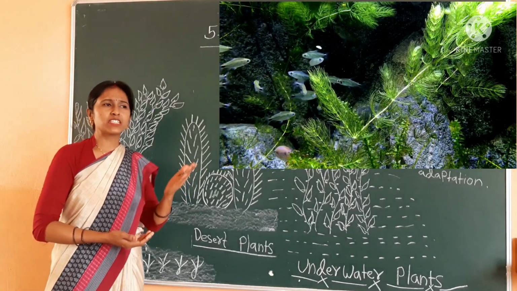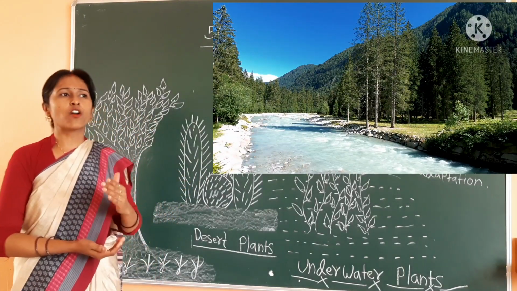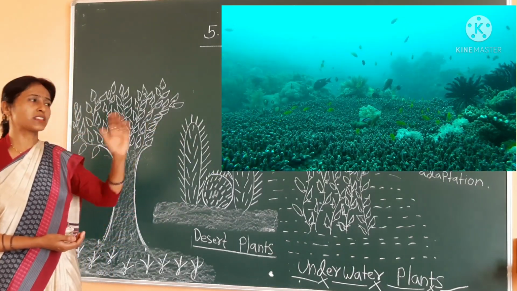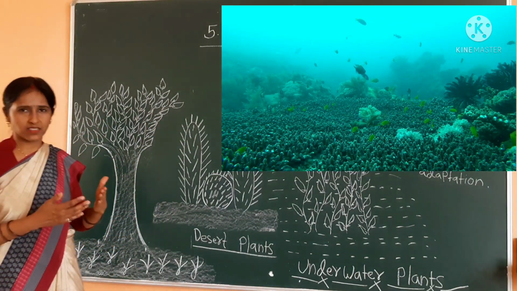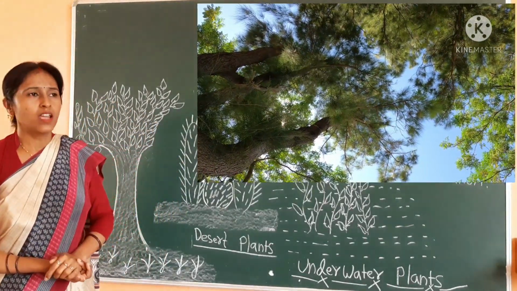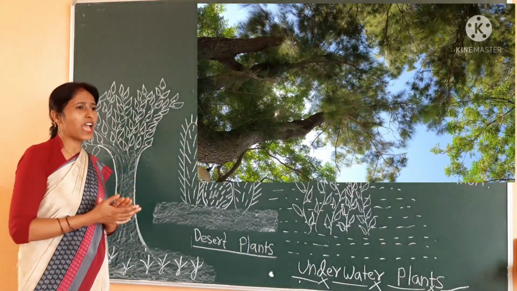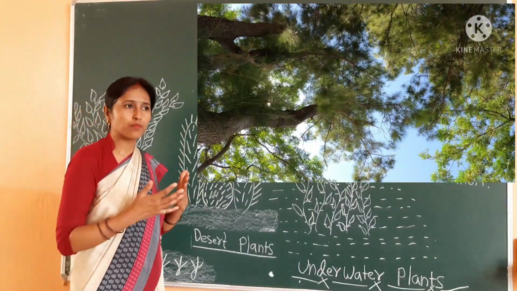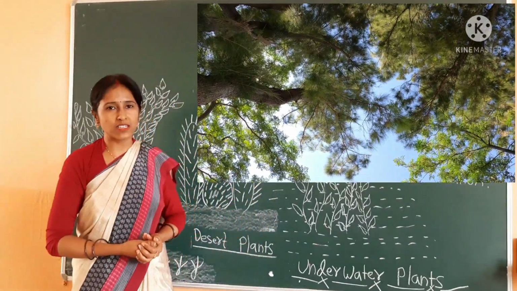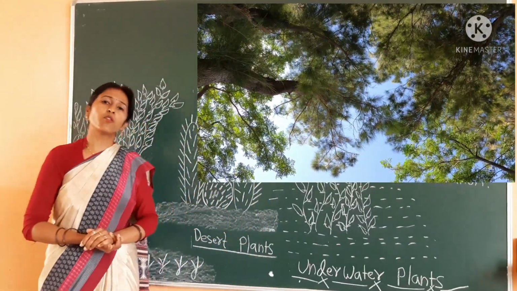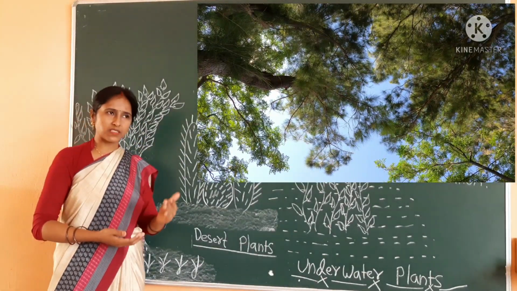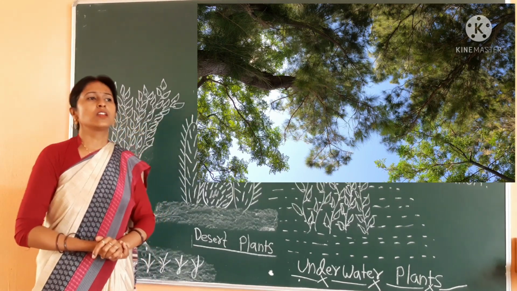Habitat means the place where a living organism lives naturally. So this is known as habitat, the place where the living organism lives naturally. And adaptation, the characteristics or the features of that particular place, which is favorable for that organism or living thing, is known as adaptation. Okay, so this is the basic difference between both the words.